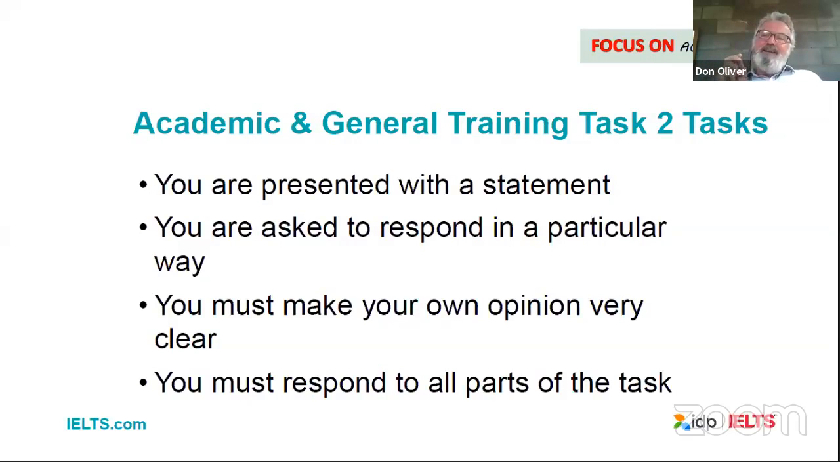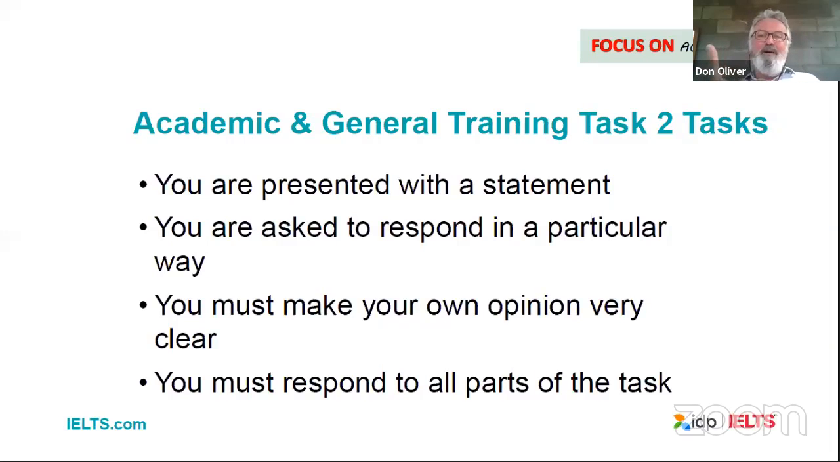So in an IELTS task 2, you need to look at the task very carefully, because if you don't answer directly and fully, you will not get a good score for the first assessment criterion. You must give your opinion. And for some people, this is difficult. They're not taught to do this at school. So you need to become comfortable giving your own opinion about things.